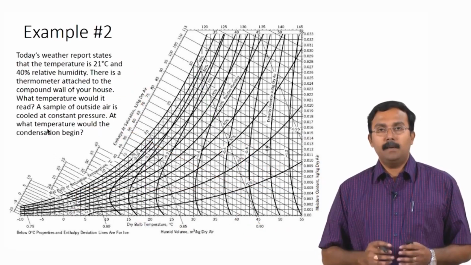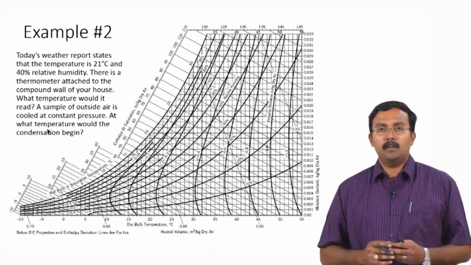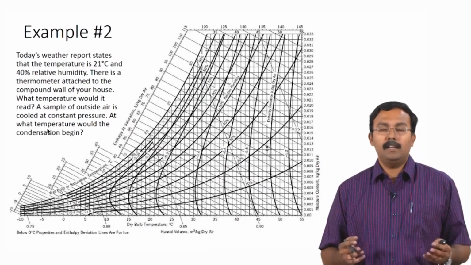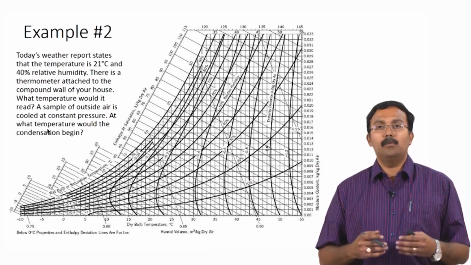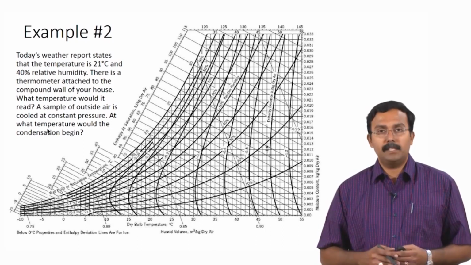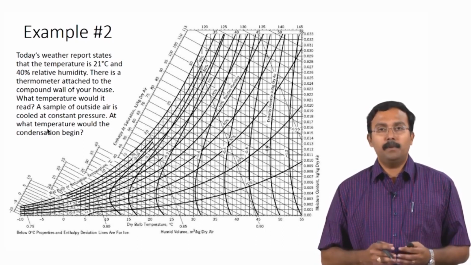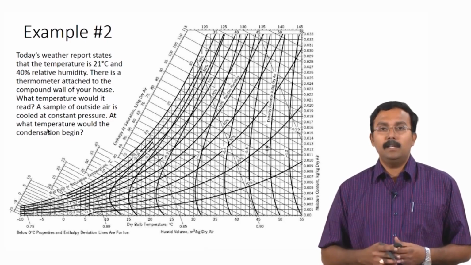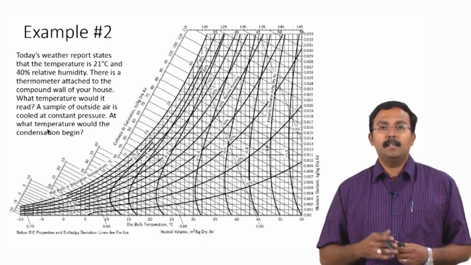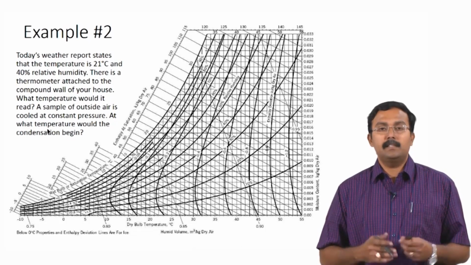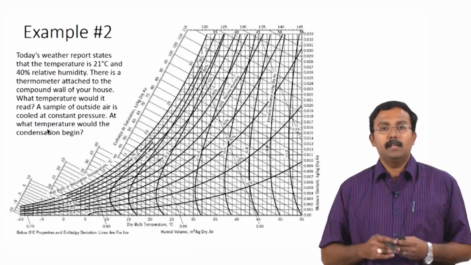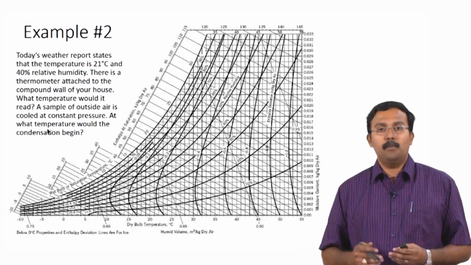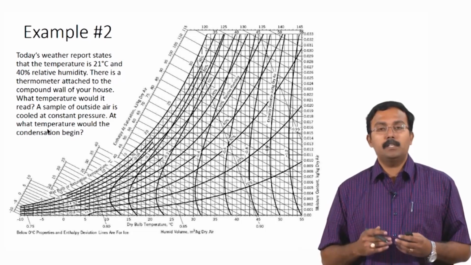Although the previous example showed us how we can use a psychrometric chart, many of you might not really understand or appreciate how valuable some of this information is. So, we will look at an example problem which has everyday applications. Today's weather report states that temperature is 21 degrees Celsius and 40% relative humidity. There is a thermometer attached to the compound wall of your house. What temperature would it read?